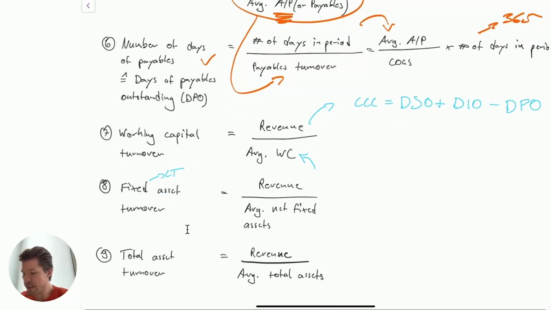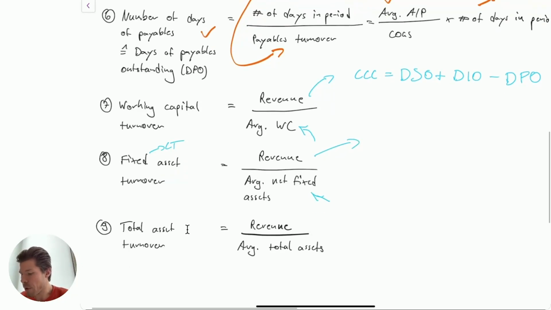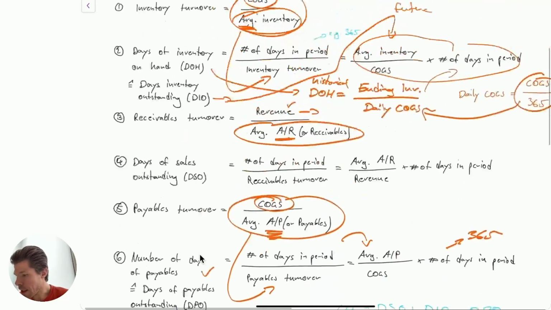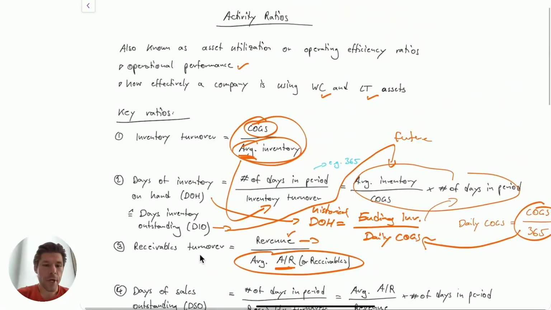Same here, fixed asset turnover. Fixed means long term. Again, how much revenue does average net fixed asset generate, and then the same applies for total asset turnover. Average total asset, how much goes in, how much comes out. And basically these are the key activity ratio formulas.